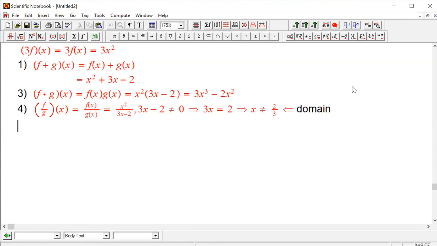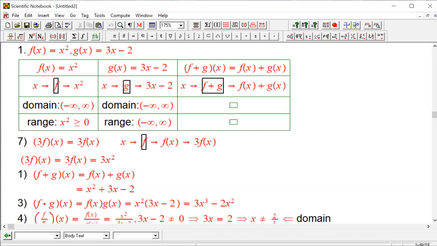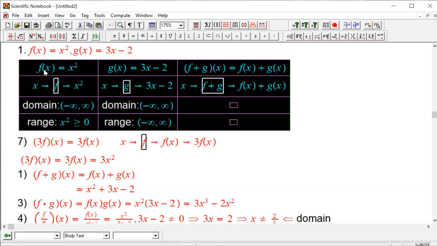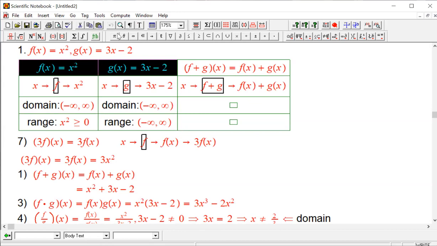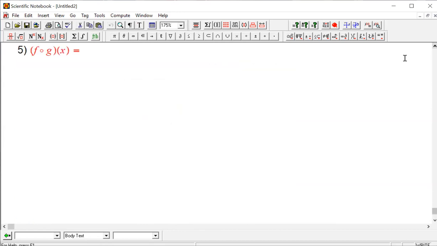Okay, let's do a couple of compositions. We've done F composite G. Okay, let's do F composite G then. Number 5, F composite G of X. So I'm going to bring the functions down below so I can see them easily, and also manipulate them easily.